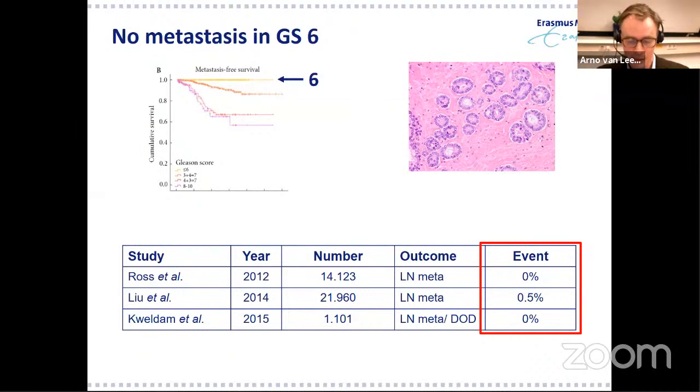Because of this excellent outcome, urologists frequently ask why pathologists still call Gleason score 6 cancer and not, for instance, adenoma. This would make it easier for urologists to explain to patients with Gleason score 6 on biopsy that they don't have to be treated and can be put on active surveillance safely.